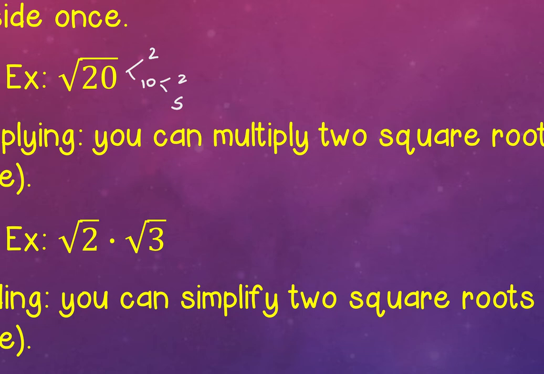Then the rule is for each pair, a duplicate of a number, one of those numbers goes to the outside of the radical. So if there are 2 2s, I bring 1 2 to the outside of the radical. If there was another pair of 2s, I'd bring another one. For every pair, it goes to the outside. Whatever doesn't have a match, so this 5, is going to stay underneath. So this would be 2 square root 5.